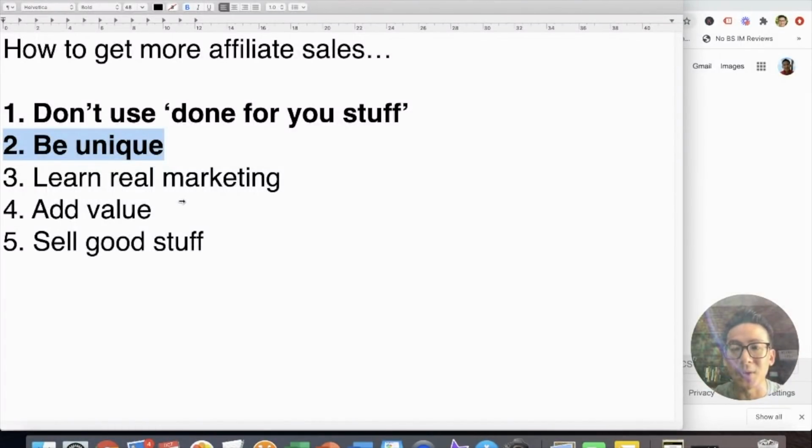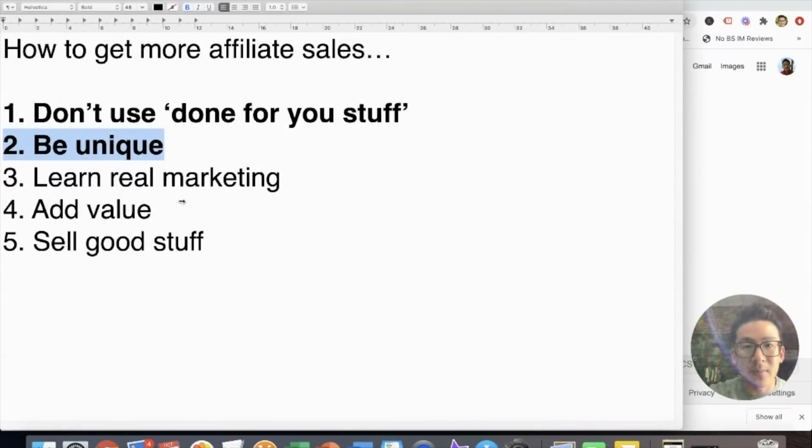Now, it's not difficult. A lot of people, when they think of being unique and having to put themselves in front of their marketing, get really scared, right? But the truth is that if you understand how to market the right way, and you can inject yourself into the sales process, it's pretty simple. You just have to be shown exactly how to do it.